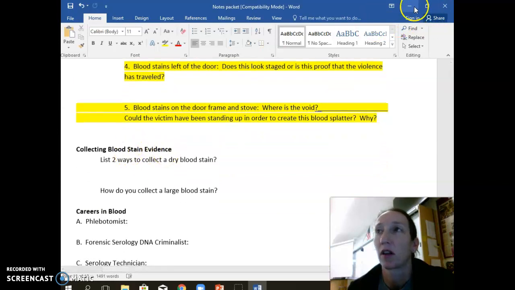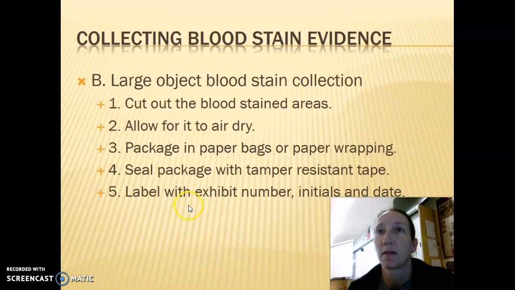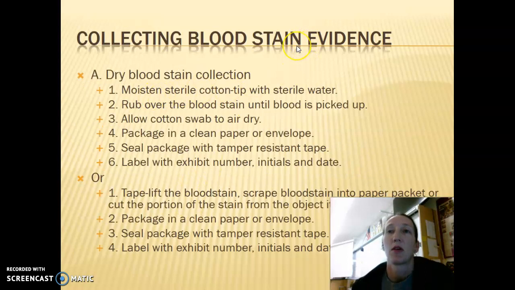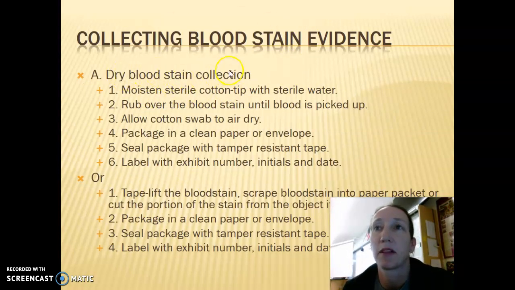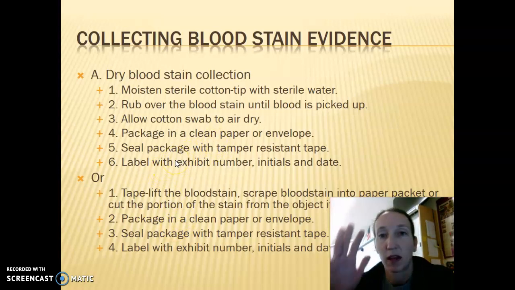We're going to go over collecting bloodstain patterns. So when it comes to collecting blood, first off, if it's a dry blood stain, it's all about getting your Q-tip, moistening it with some distilled water, and then rubbing it over, wait for that Q-tip to dry, and then you can package it in a clean paper bag.